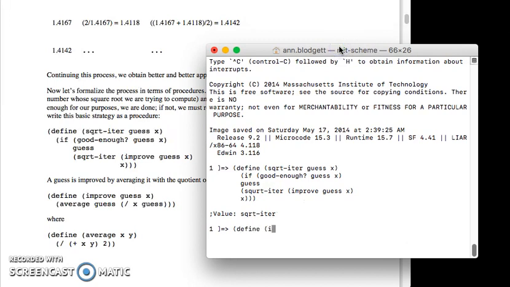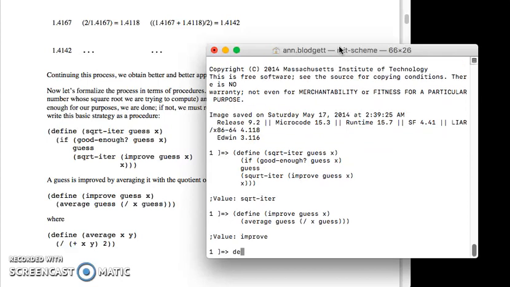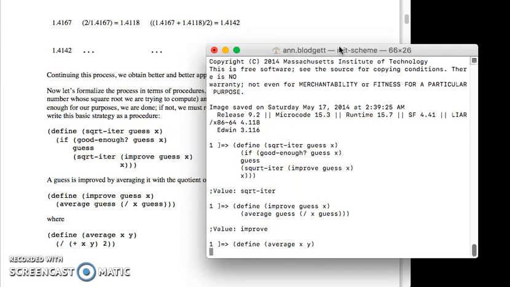Define (improve guess x): (average guess (/ x guess)), where we define (average x y) as (/ (+ x y) 2).